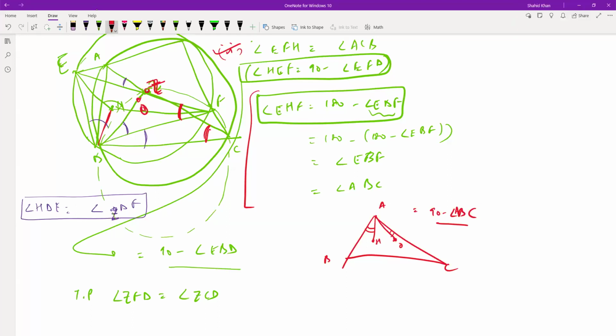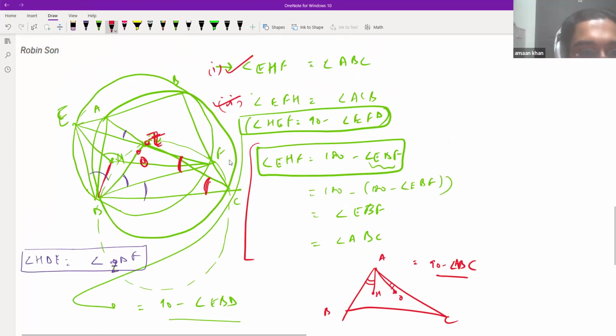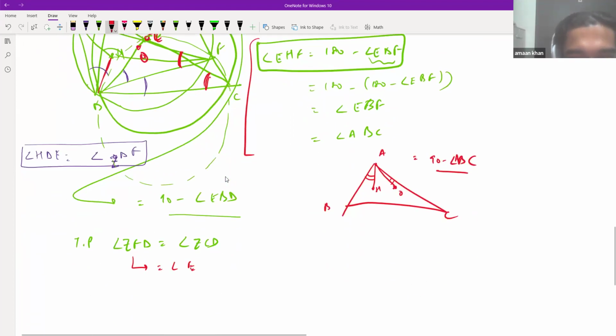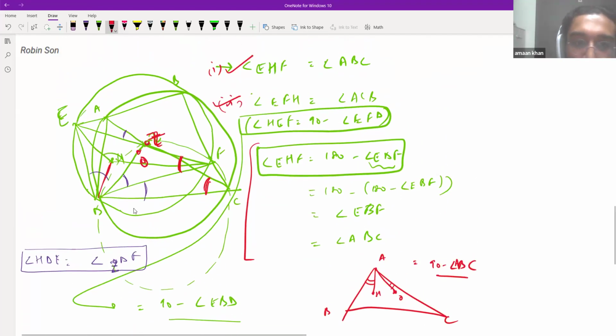ZFD is the same as EFD. EFD is equal to EBD, which is ABD. So ABD and ACD are equal. So ZFD is equal to ACD. Okay, I'll just repeat it. What he said was ZFD is equal to EFD, and EFD is actually equal to EBD because EBDF is cyclic.